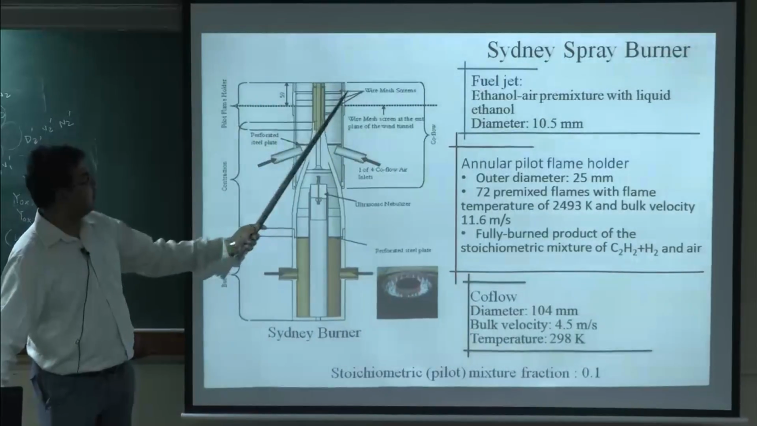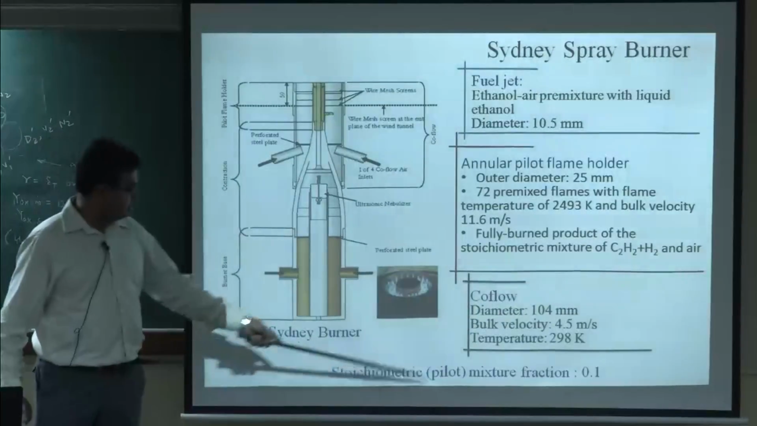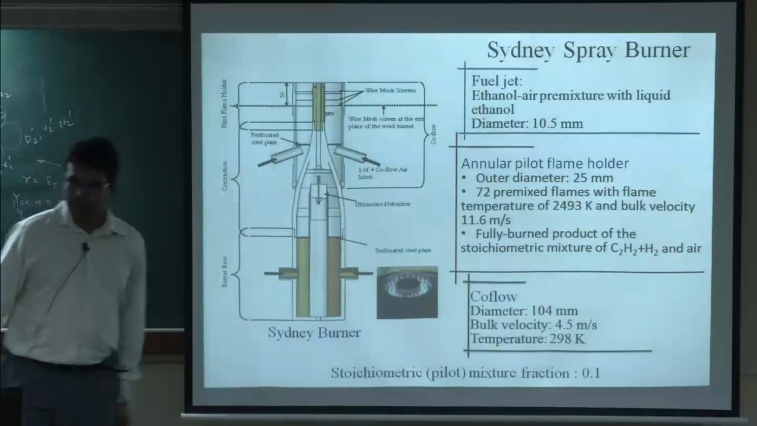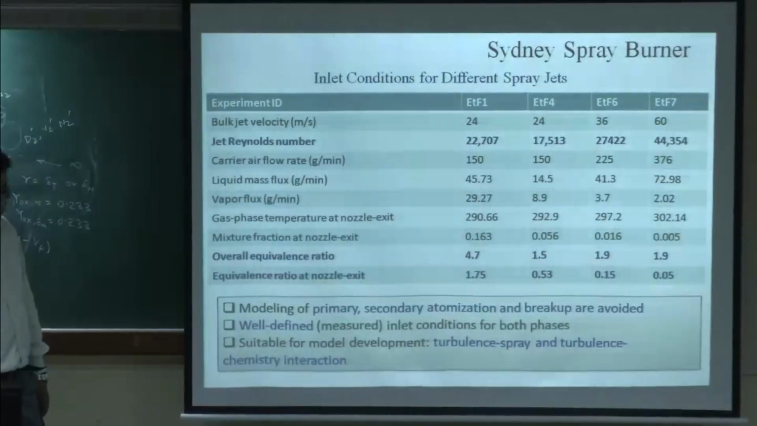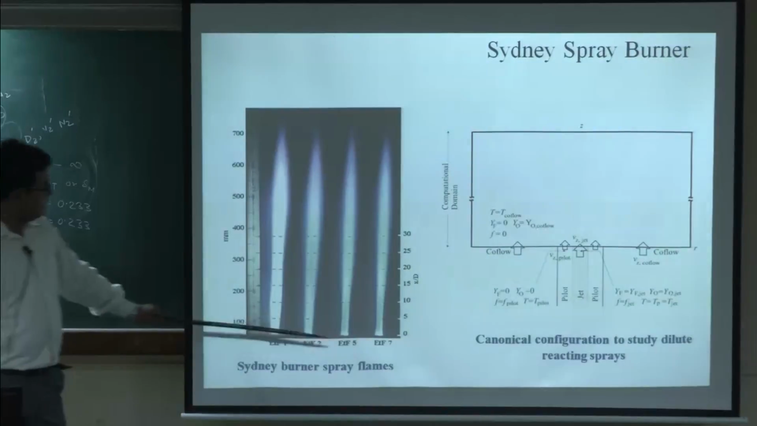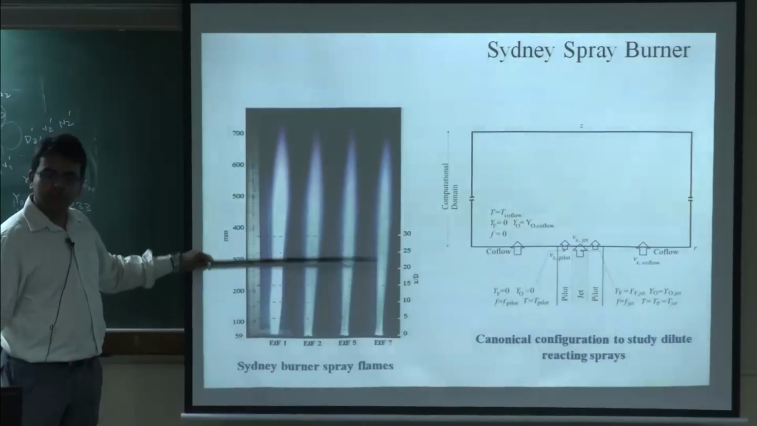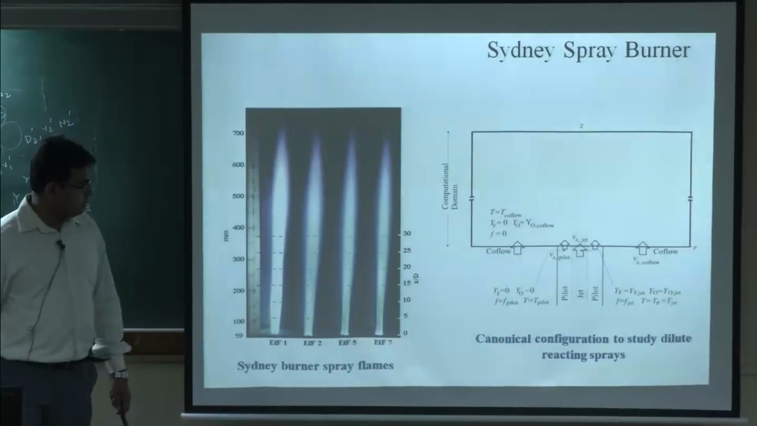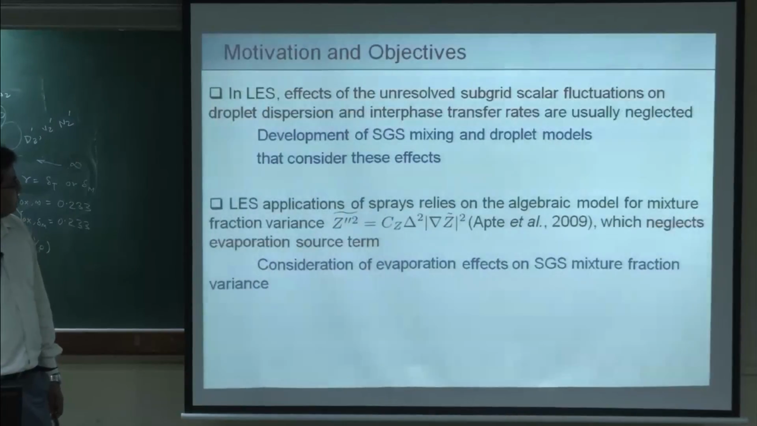Everything is put into a co-flow. The co-flow has some velocity. All the parameters are listed. The stoichiometric mixture fraction is 0.1 for ethanol. So, some of the initial conditions we have. They have measured the inlet distributions and the temperature distributions at different downstream locations, so we can use our model and try to validate the results.